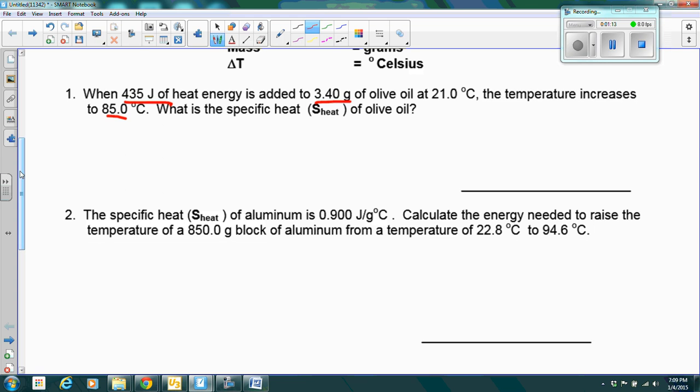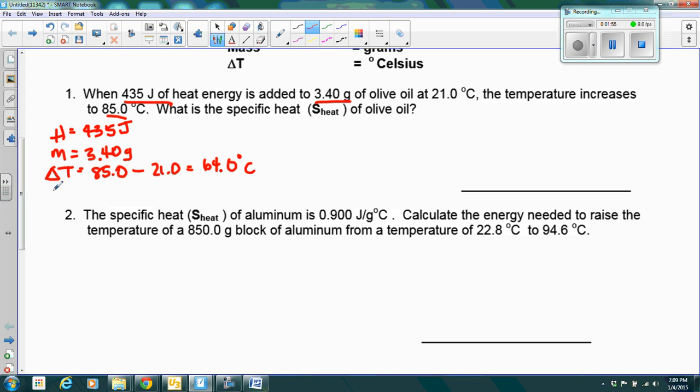Okay, I like to write down my variables. So I can see that my heat is equal to 435 joules. My mass is equal to 3.40 grams. My change in temperature, I'm going to calculate right now. My final temperature was 85.0 degrees, my initial temperature was 21.0 degrees Celsius, and if I subtract those two, I get 64. But remember, when adding and subtracting, you go by the number of decimal places, so I am going up to the tenths place, and it will be 64.0 degrees Celsius.